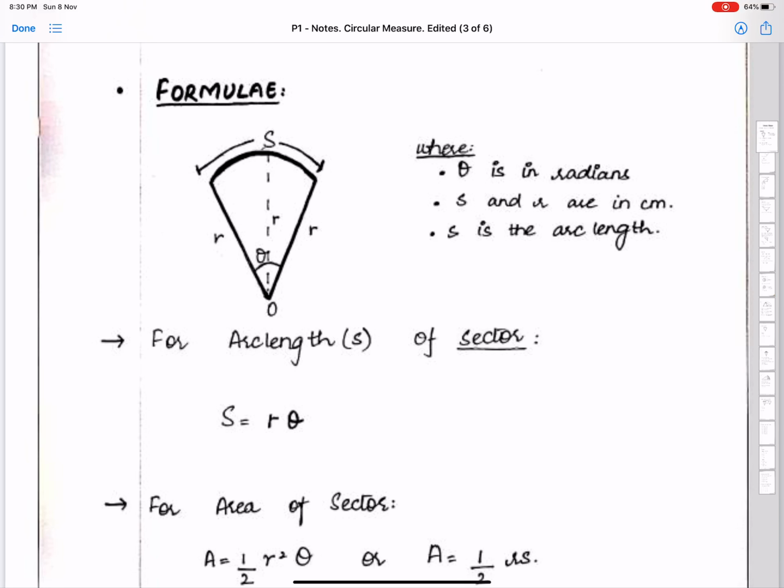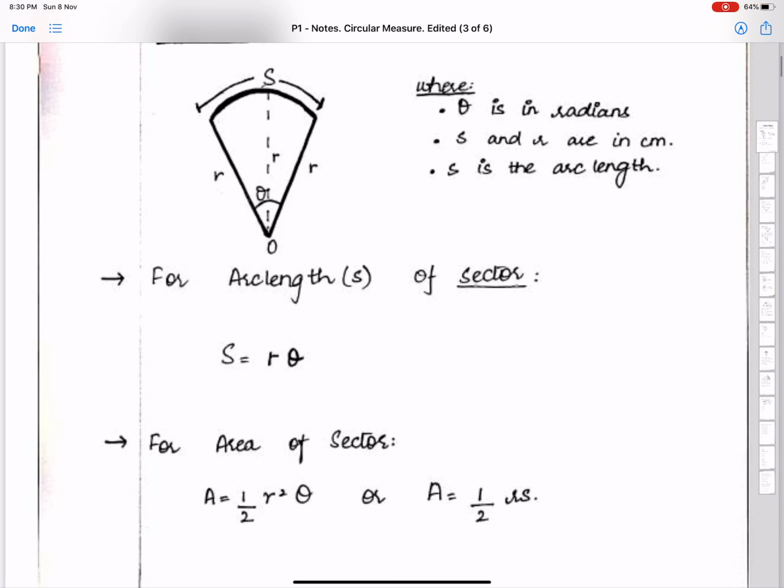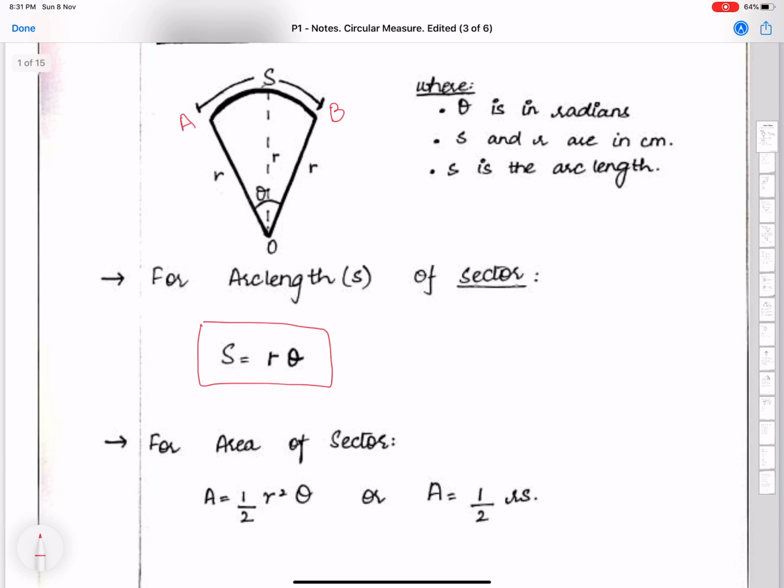Formula. For this sector, O, A, B, the arc length formula is S is equal to R theta. If you need the arc length of this sector, then use this formula. S is equal to R theta.